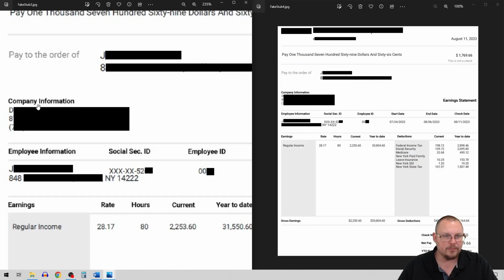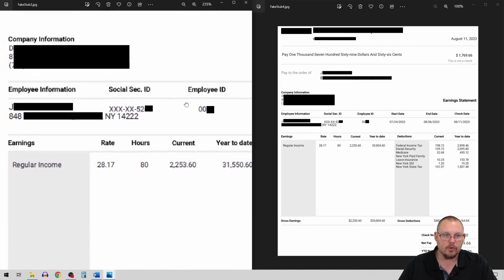But moving down a little bit into the company information box, you can see, again, the text doesn't line up here. There's a little bit of a gap between where the C starts and where the D starts. And then these two fonts don't really match either. It's kind of hard to see when I'm zoomed in here, but there was a font mismatch between the company information text and then the text that was actually here for the company's information.